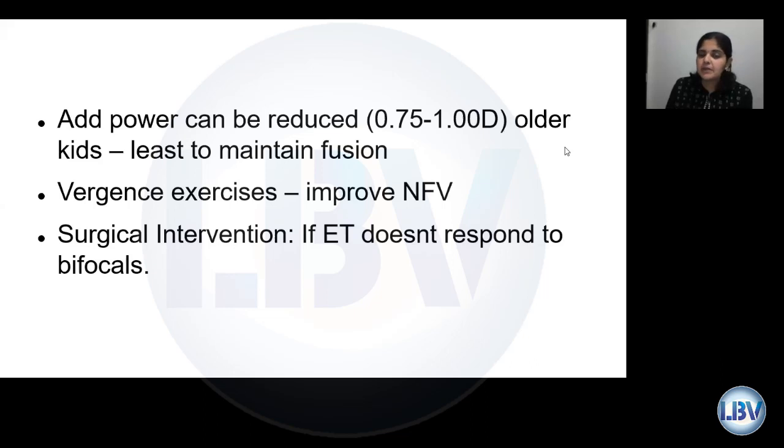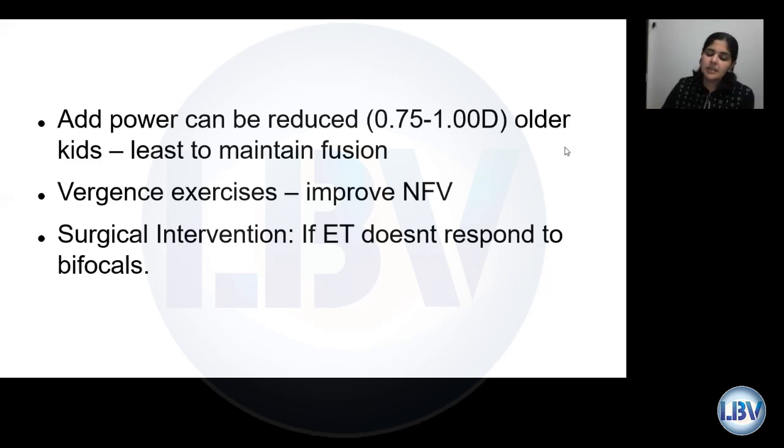The add power can be reduced to 0.75 to 1 in older kids so that you get a fusion response. Again, here you will need to give vergence exercises to improve their divergence amplitudes. So you start with improving their negative fusional vergence ranges. You also work on their facility, and once you are able to improve the ranges, you then go on to improving both the positive and the negative vergence ranges.